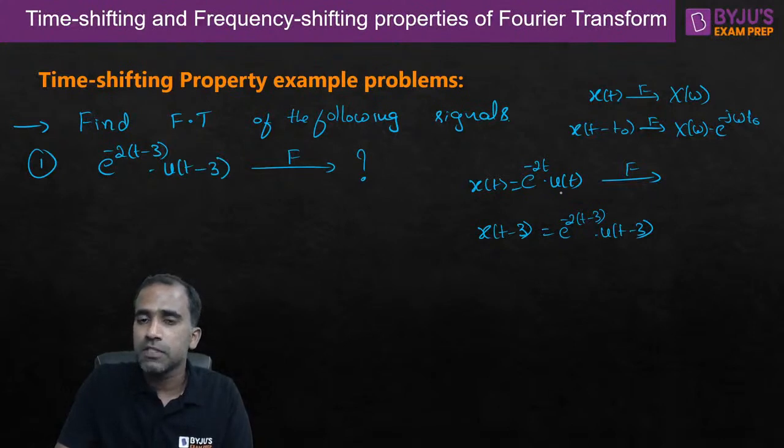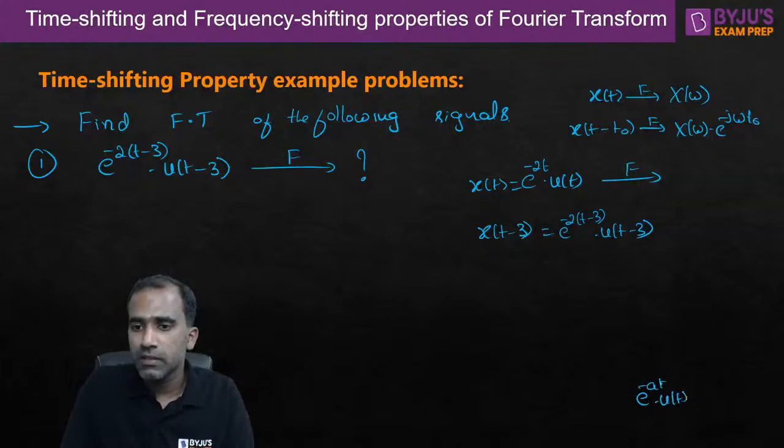So what is the Fourier transform of this signal? It's a very simple Fourier transform. e power minus at into u of t. It's a Fourier transform which we all remember. It is 1 by a plus j omega, and this happens only if a is positive. If a is negative, the Fourier transform does not exist.